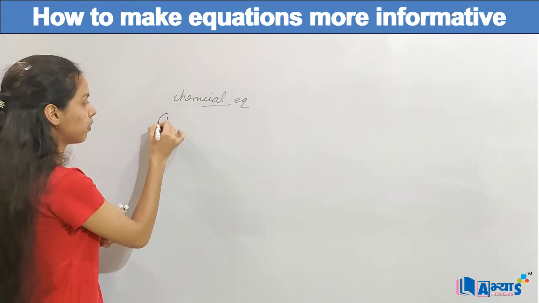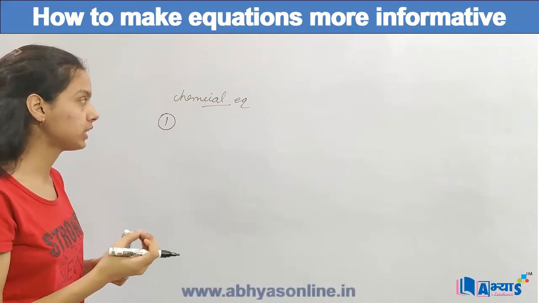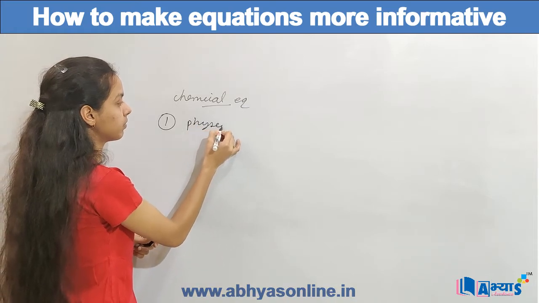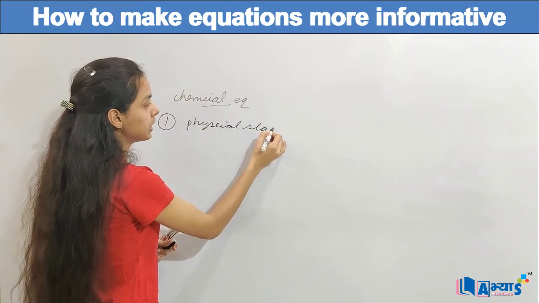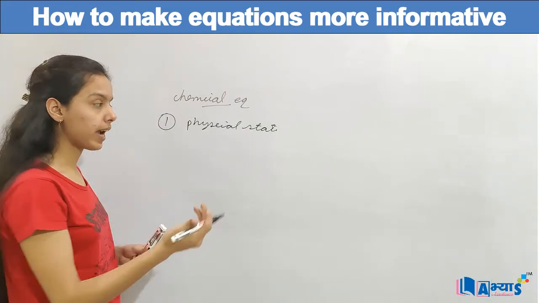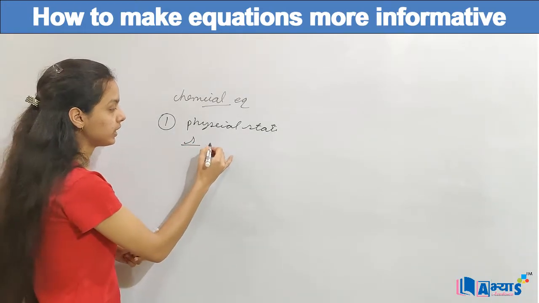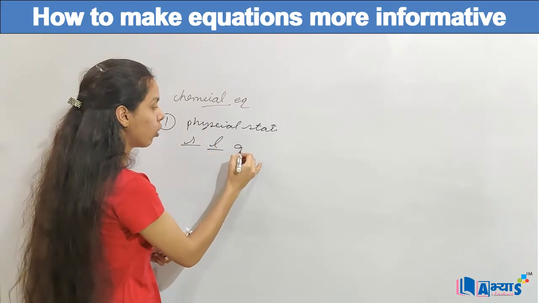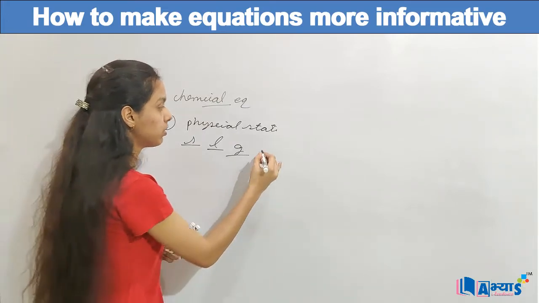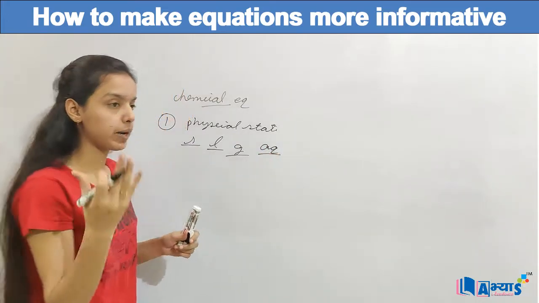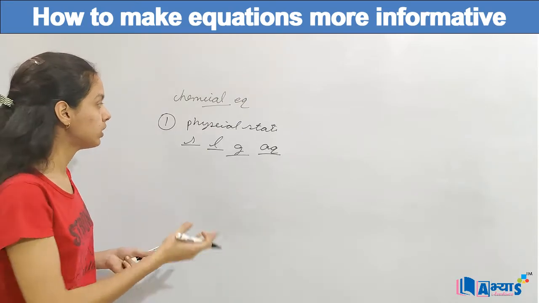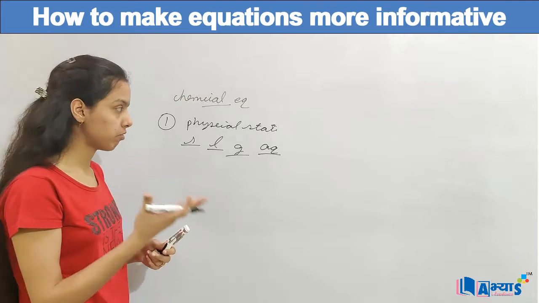The first step, or the first category, is that we should always mention the physical state. Physical state refers to the state of the reactants and the products. They can be in the solid state, the liquid state, or the gaseous state. Sometimes the reactants and products can also be in the aqueous state, which means two solutions or two liquids are mixed together. These were the various physical states which are found.